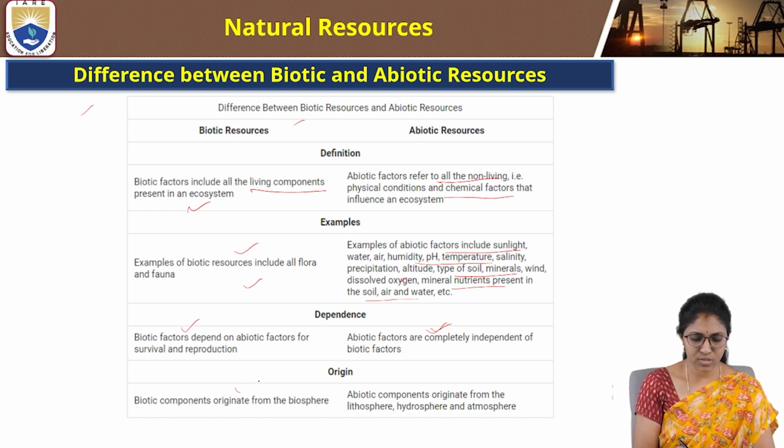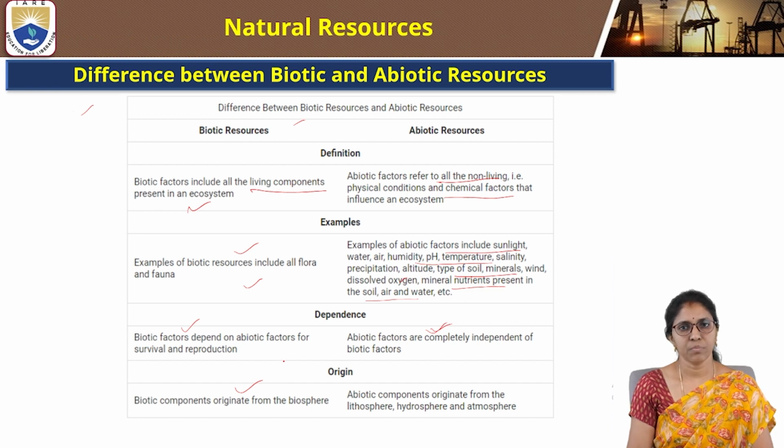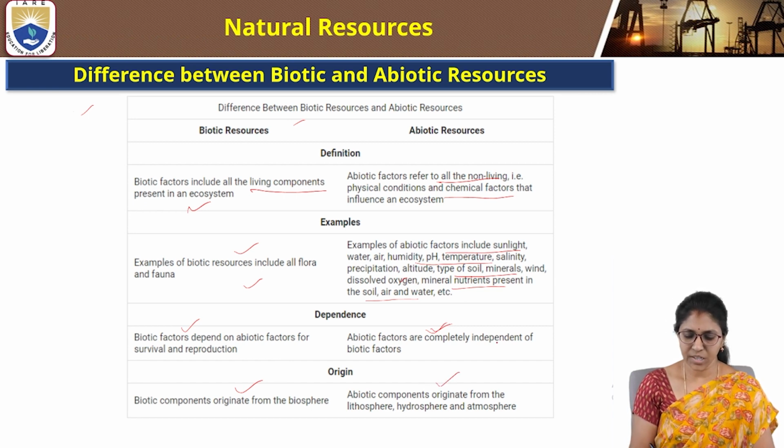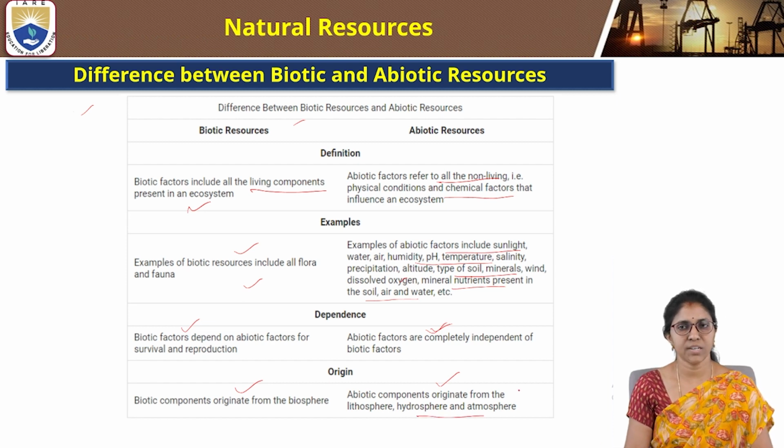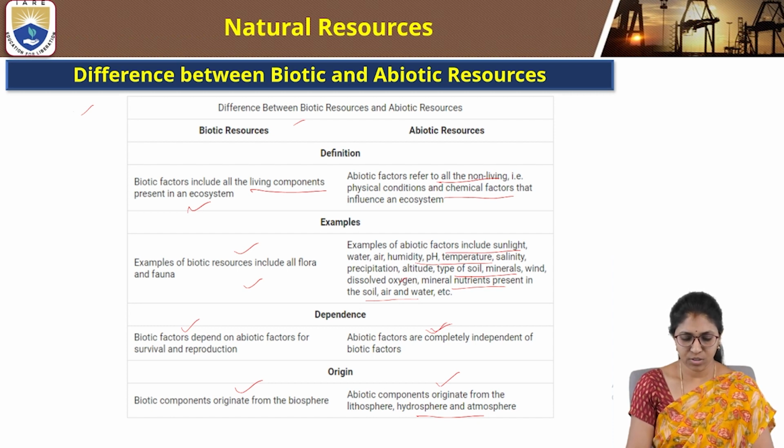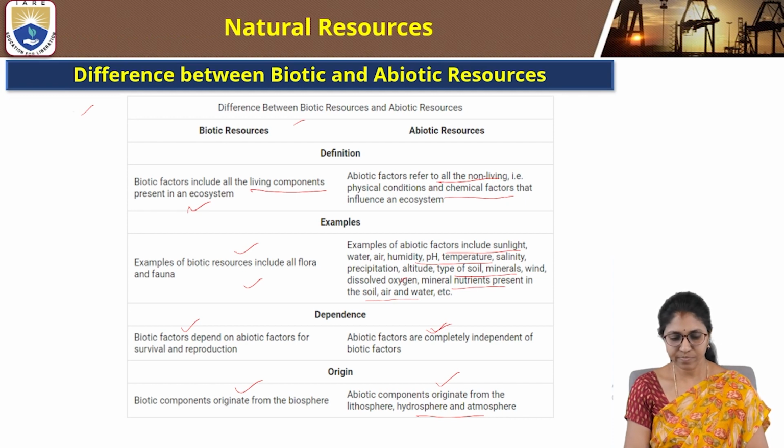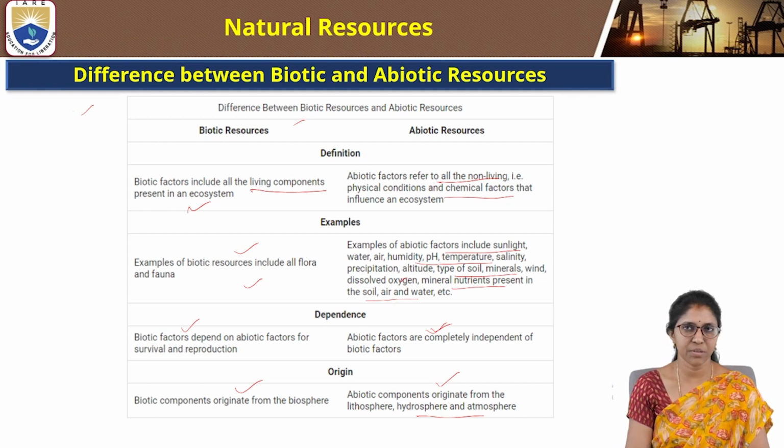Biotic components originate from the biosphere. Abiotic components originate from the lithosphere, hydrosphere, and atmosphere. So these are the differences between biotic and abiotic resources.